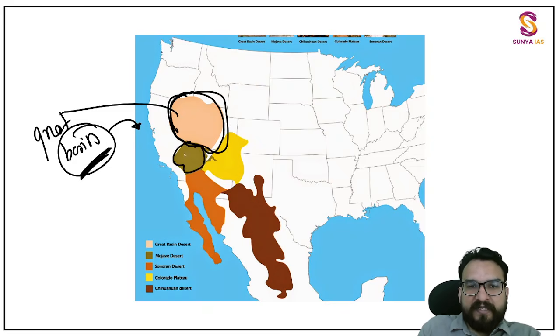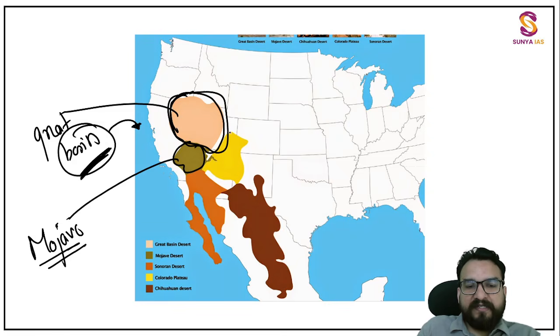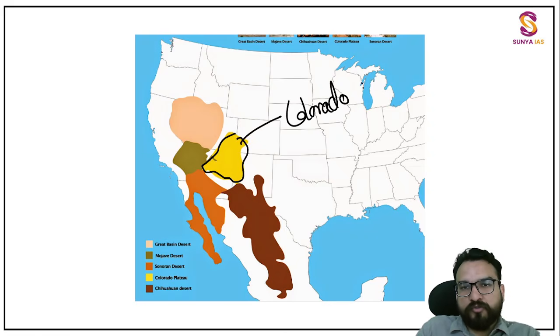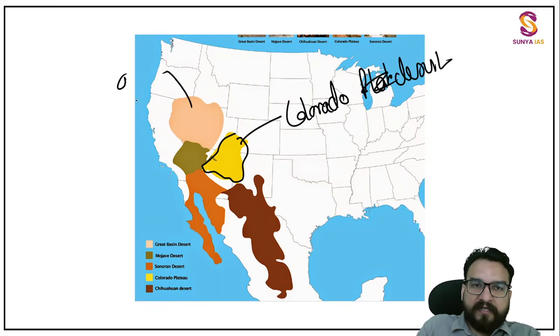Below you will be getting the Mojave Desert. Mojave it is written, but Mojave. J is pronounced as H over here. And near to it you will be finding the Colorado, because over here the Colorado Plateau is also there. Colorado Desert. Again Great Basin.